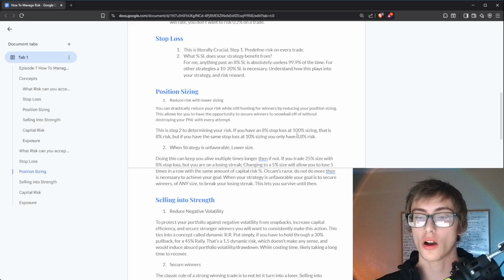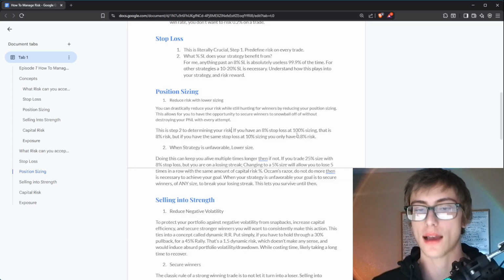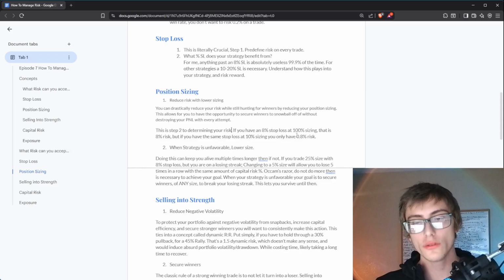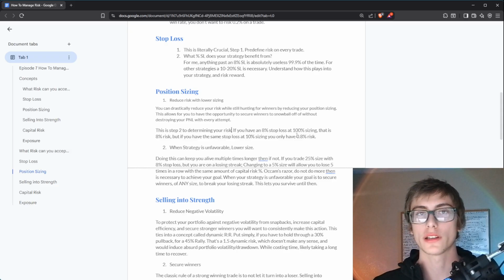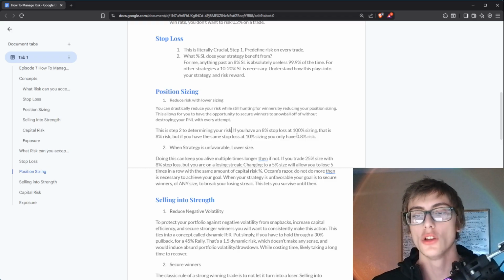I'll reference Occam's razor. Do not do more than is necessary to achieve your goal. So when your strategy is unfavorable, your goal is to secure winners of any size, not the biggest winners in the world, to break your losing streak, right? You want to gain traction and get the snowball rolling. Doing this lets you survive until then, right?